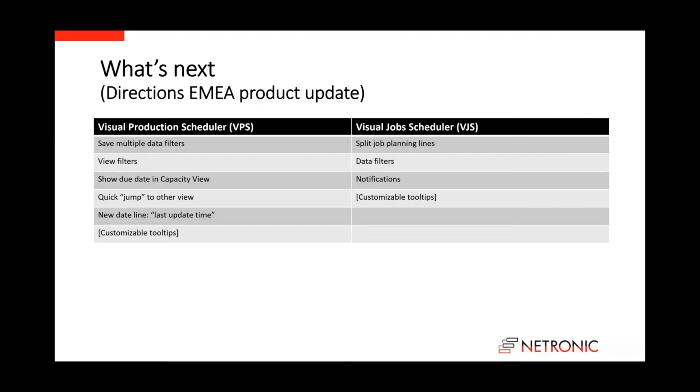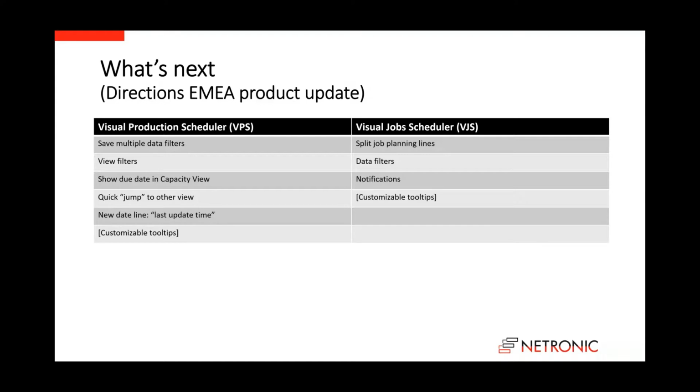With the visual job scheduler, we work on the function to split job planning lines, which is a very popular feature in our .NET version. We will take what we built for data filters on the VPS and bring it to the VJS.